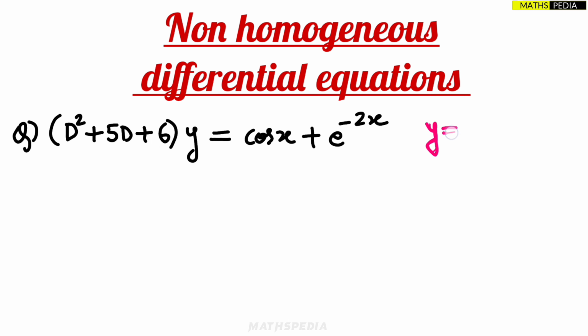The solution will be given as what? yc plus yp, right? What is yc? It is also called the complementary function and yp is called the particular integral. Now how to find yc and yp? That is the most important thing, right?